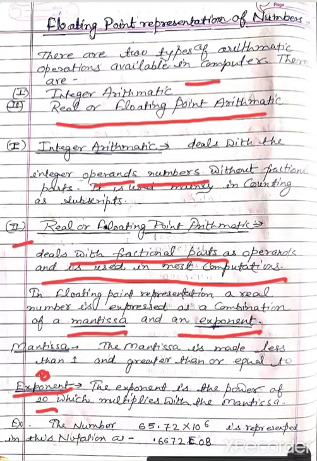So let us take an example. The number 66.72 into 10 raised to the power 6 is represented in the floating point representation as 0.6672E08. This given number we have to represent in the floating point representation.